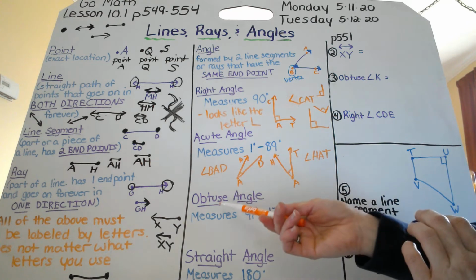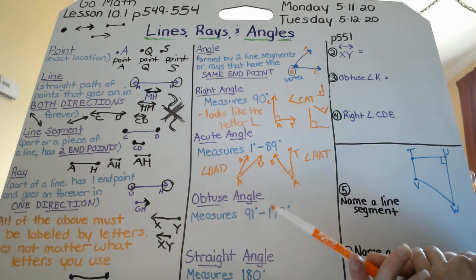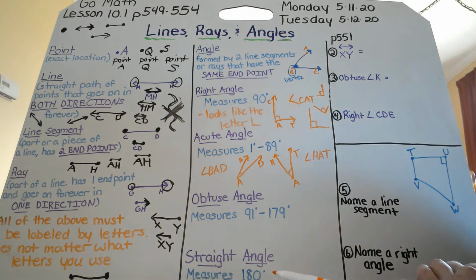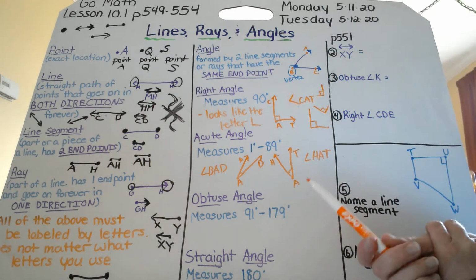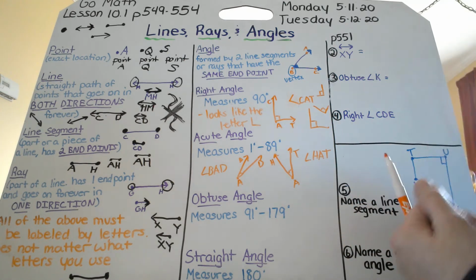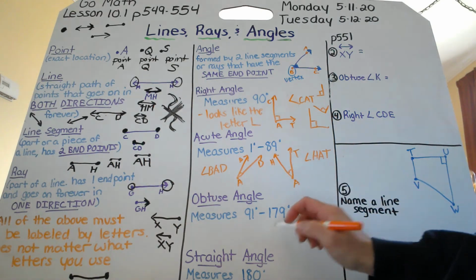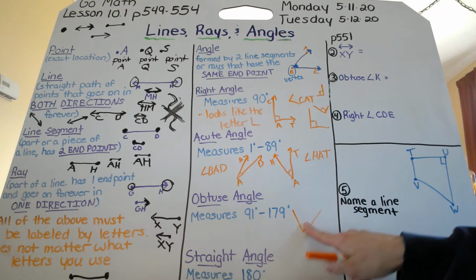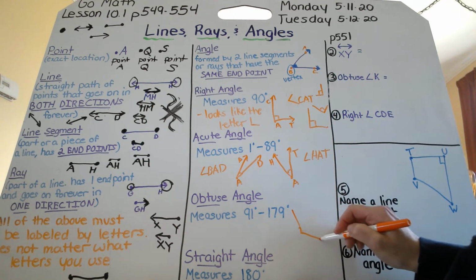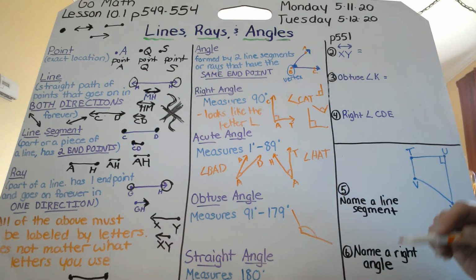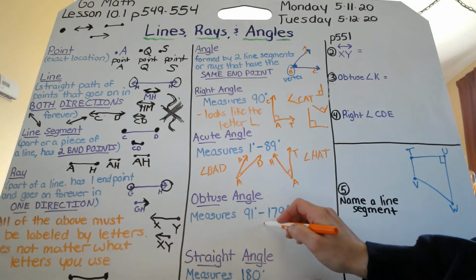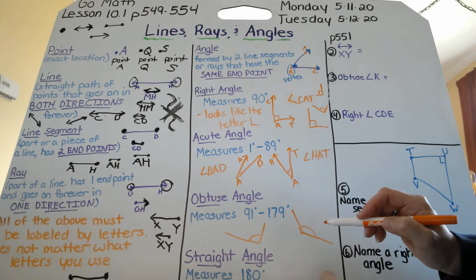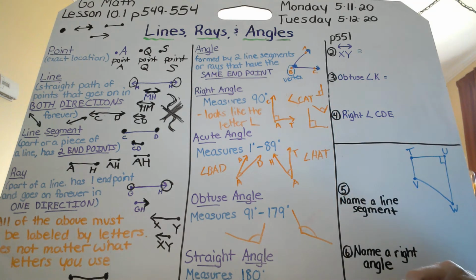Obtuse angles. Ooh, obtuse. These guys measure 91 degrees to 179 degrees. These guys are big. They're large. They're obtuse. Obtuse sounds like a big word. These guys are very big, like this. Oh, that's not what I wanted to do. Let me redo this. Okay. Here's an obtuse angle. Very big. Okay. Here's another obtuse angle. Very big right there. Okay?